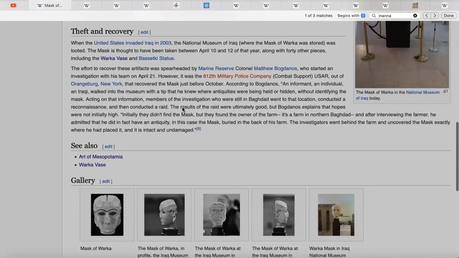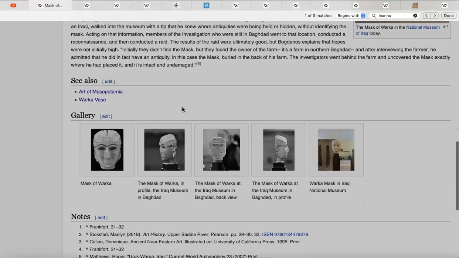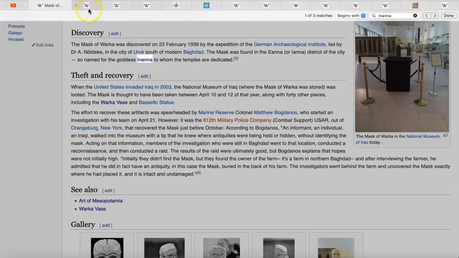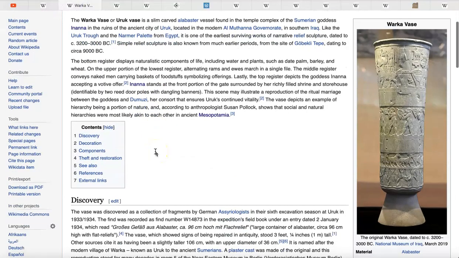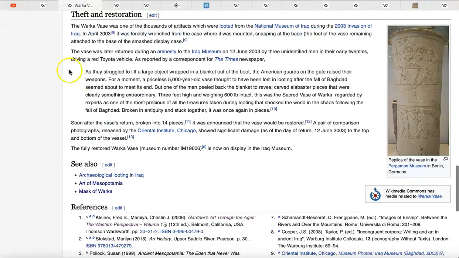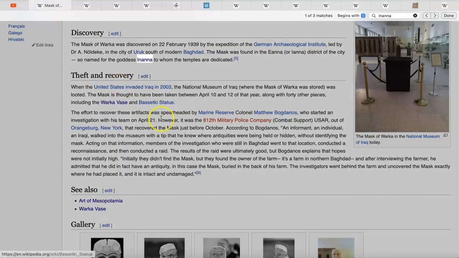Okay, theft and recovery again. Didn't we just read about a theft and recovery here? Yep, there it is. So this tells you something about archaeological finds. They steal them and then they recover them. I would be worried about how to authenticate and how to know whether or not you've recovered the actual original item. But that's just me.